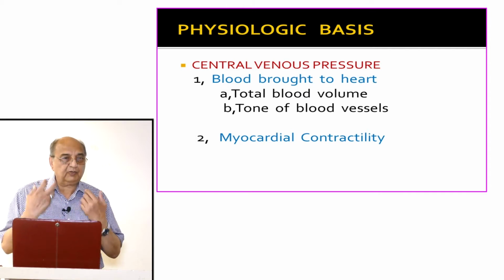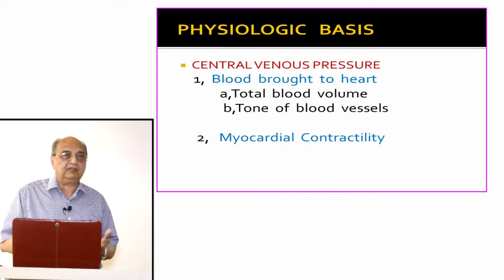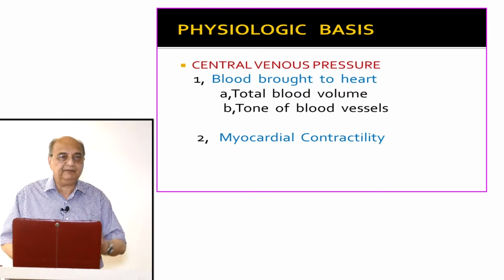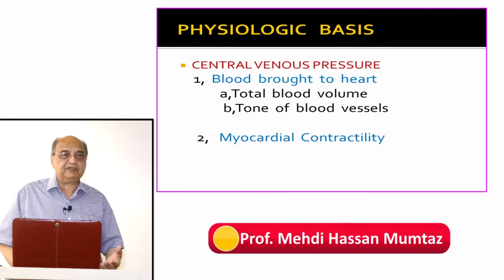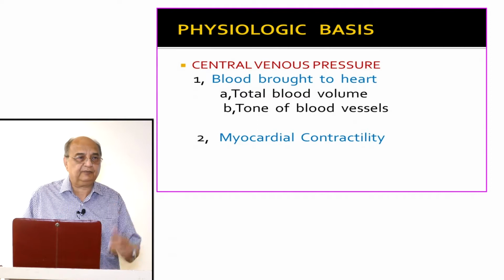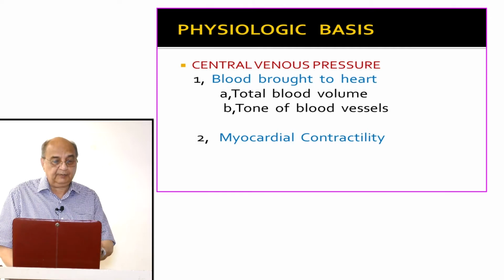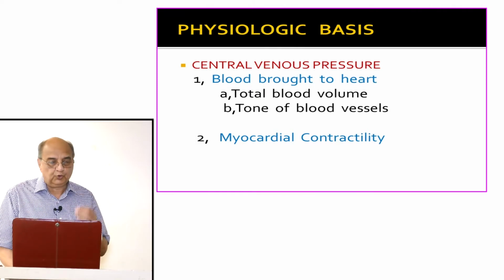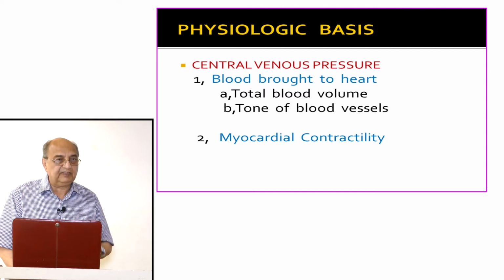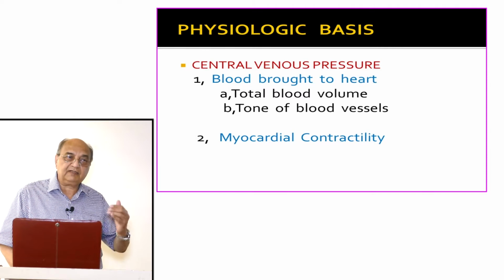The second thing is myocardial contractility. Now, this blood volume is delivered to the myocardium. How good is the myocardium at dealing with it? If the myocardium is diseased or depressed, it cannot deal with it. It will increase the central venous pressure. So there will be a backlog; it will accumulate, right? So there are three factors: number one, total blood volume; number two, tone of blood vessels; number three, myocardial contractility. So we have to analyze these three factors.